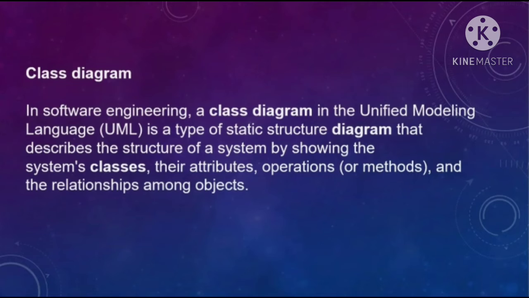Class diagram. In software engineering, a class diagram in the Unified Modeling Language is a type of static structure diagram that describes the structure of a system by showing the system's classes, their attributes, operations or methods, and the relationships among objects.